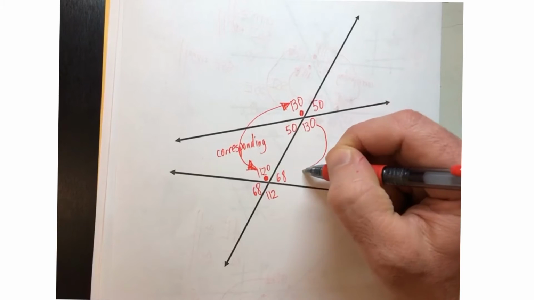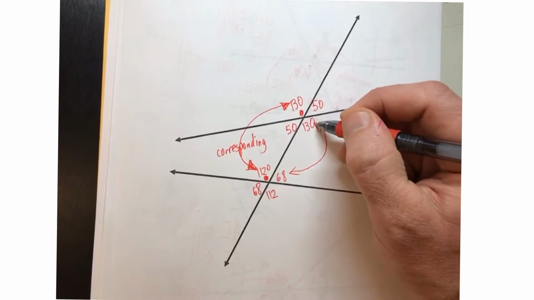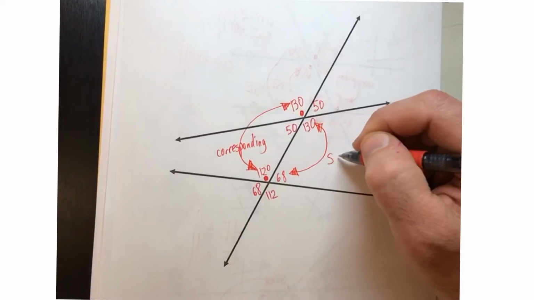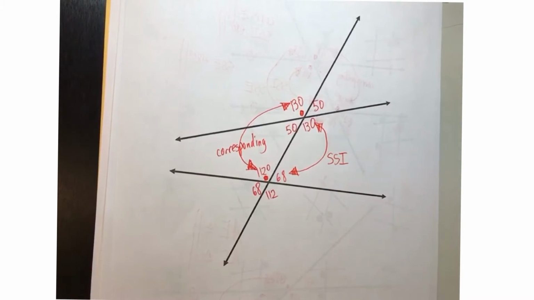Okay, what about this angle and this angle? What are these? Those are same side interior. And what do we say about those? They add up to 180. Do those two numbers, 130 and 68, add up to 180? No, they don't. Okay? So again, all I'm saying is the lines have to be parallel for all the stuff that we did on the front to be true.